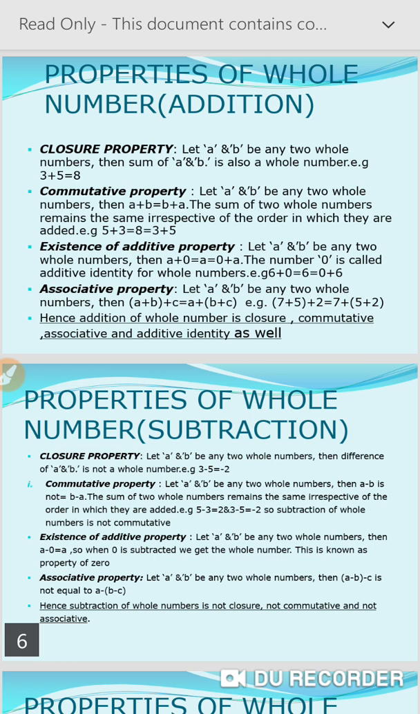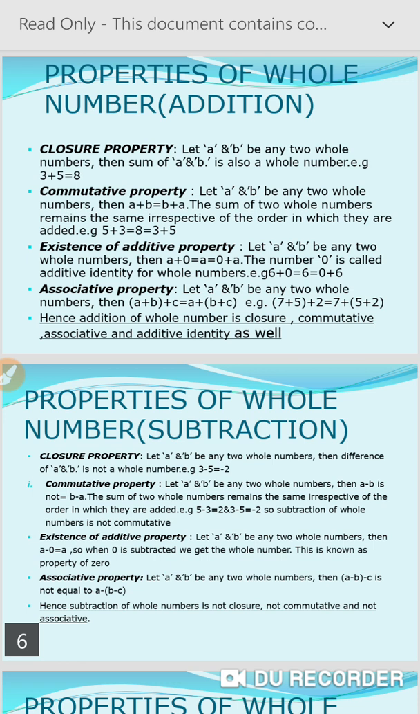Next is your existence of additive identity property. What your existence of additive identity property says, if you add any number to 0, their addition will be the number which you have added. Like suppose I'm adding 0 plus 6. 0 plus 6 is equal to 6, and 6 plus 0 is also 6.